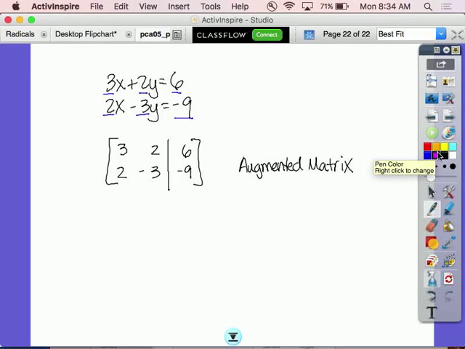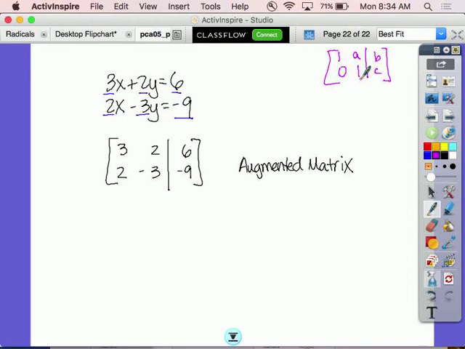Row echelon form looks like this. 1, 0, 1. We don't care what goes here, and we're just going to have some numbers here. So you want to get a 1 and then a 0 under it, and then you want to get a 1 here. And we can do that using any of our matrix row operations, which are going to be very similar to if we were just doing regular elimination.